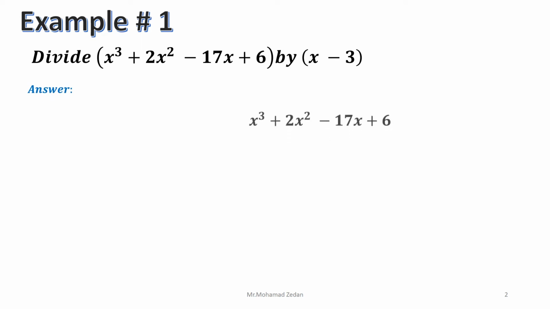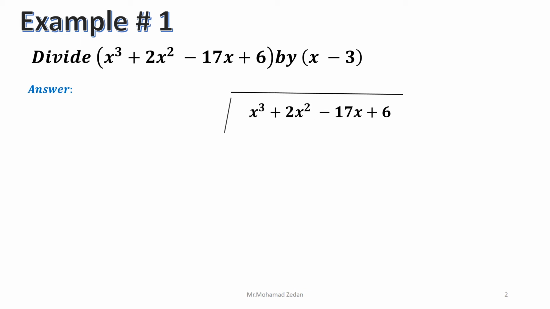Answer. Just write the dividend in the very normal way, similar to dividing numbers, like this. After that, you will start by dividing the first term, or the biggest power, here, x cubed by x. Okay, x cubed divided by x is x squared. Just write x squared here. Then multiply back by this divisor. Okay, multiply by x minus 3.